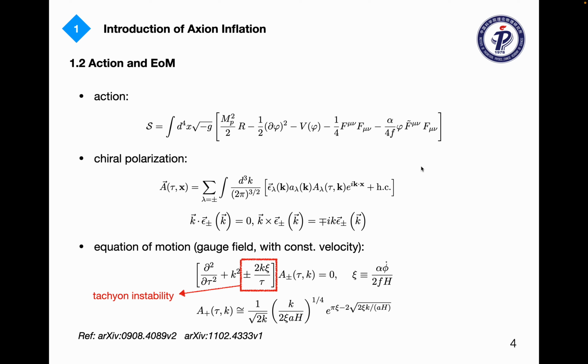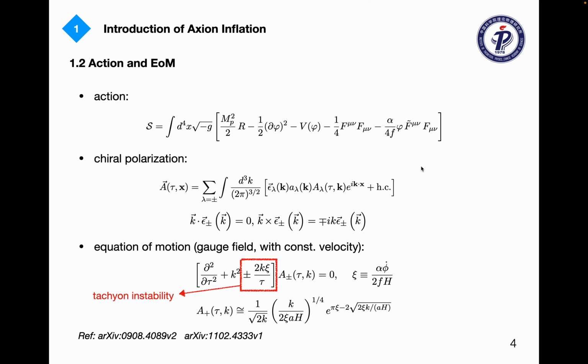This is the action of the standard axion inflation. The action includes a scalar field, a pseudo-scalar field, which is the inflaton, and also an axion. And there is also a gauge field. The gauge field and the axion-like field are coupled through the Chern-Simons term, where the tilde represents the dual of the gauge field strength F.